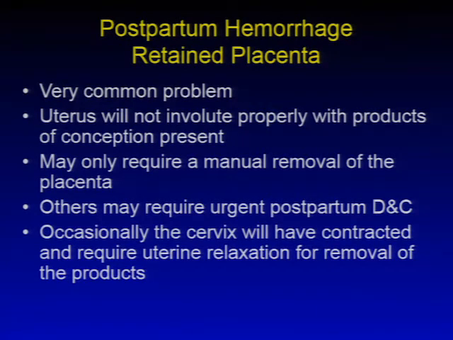The retained placenta is a very common problem that will cause postpartum bleeding. It may require an urgent postpartum D&C, and occasionally will actually require uterine relaxation for removal of the products, because the cervix may have contracted in the lower segment and trap the products in the upper segment of the uterus.